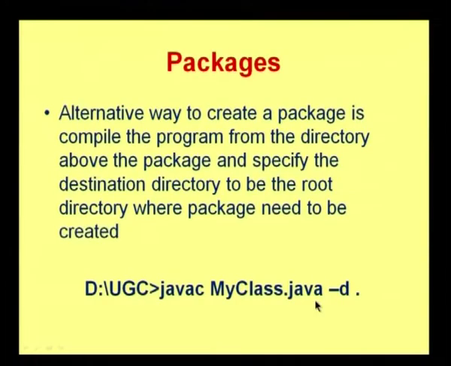So, in this case a folder or directory will be created with the name my package, and your class file will be automatically put inside that particular directory, provided you use this type of syntax: javac my class.java -d. The -d is nothing but specifying your destination directory where your class file needs to be put. Here the dot represents the root directory. So, my package needs to be created in the root directory UGC. Under UGC another directory will be created, and inside that directory my class file will be put.